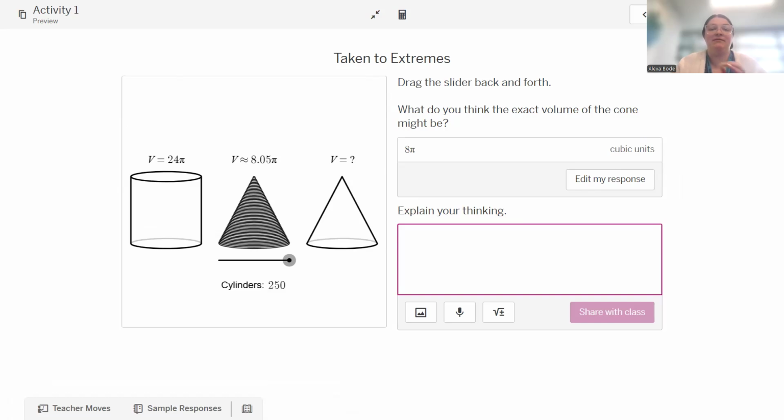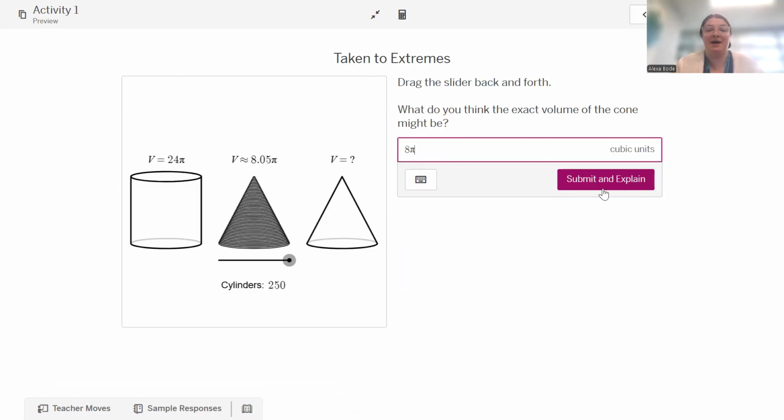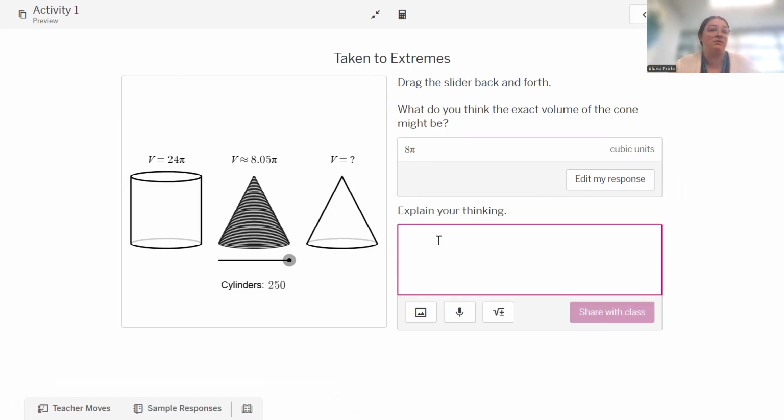Now, if you notice, going from 24 pi down to 8 pi, think about what that means, because that's going to help you with our next slide. Every time we add a cylinder, it gets closer and closer to 8 pi.